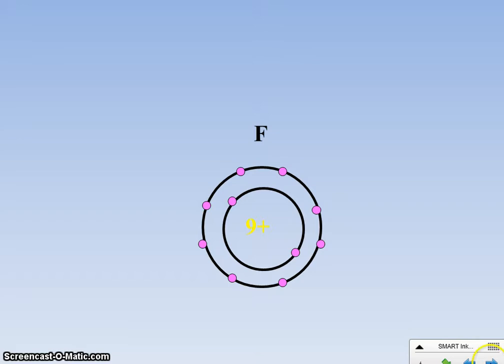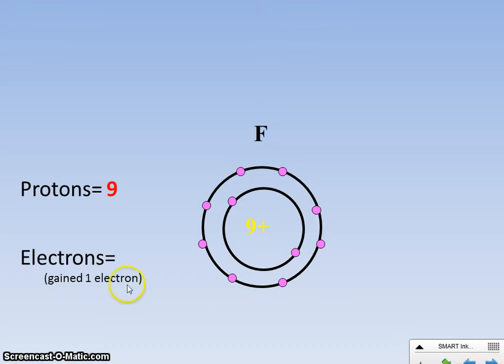But again, let's count this up. How many protons do we have? We never changed the number of protons, so that's still going to be 9. But electrons, this time we gained an electron. We used to have 9, but we gained 1, so we have 10 now. So we have 9 protons, 10 electrons. This time we have an extra electron, right? An extra negative charge, which means we'll have a charge of -1 on that atom.